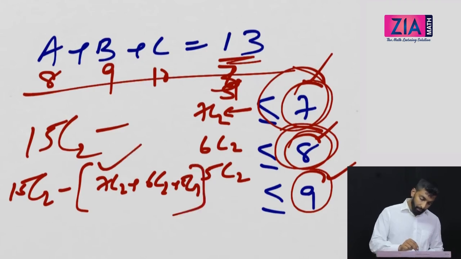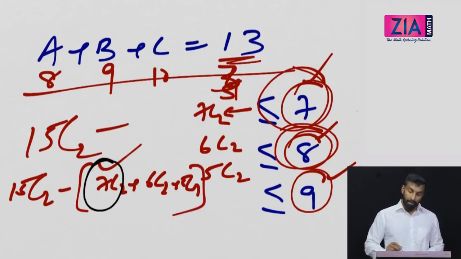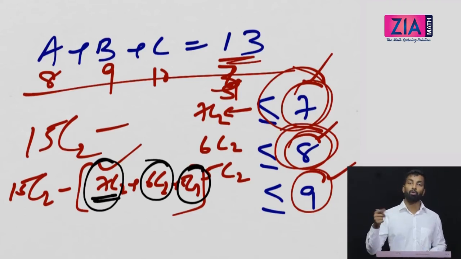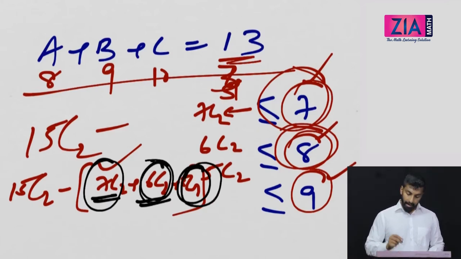What is the 7C2? A violates the condition. 6C2, B violates the condition. 5C2, C violates the condition. 7C2 ways A will violate the condition. What does this mean? A gets more than 7. So B gets more than 8 in 6C2 ways. C gets more than 9 in 5C2 ways.